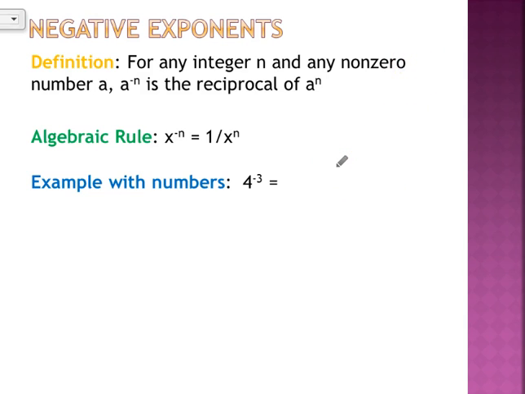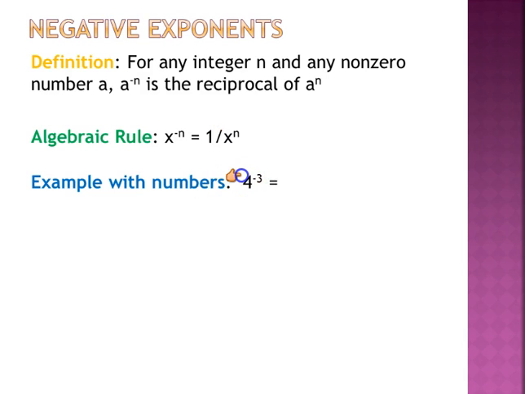Negative exponents. So if you ever have a negative exponent, you can rewrite the expression to make your exponent positive. And the way to do that, if you've got a negative exponent like negative n, is to flip it to its reciprocal, and the power will become positive.